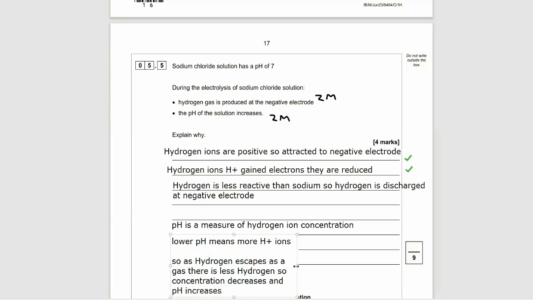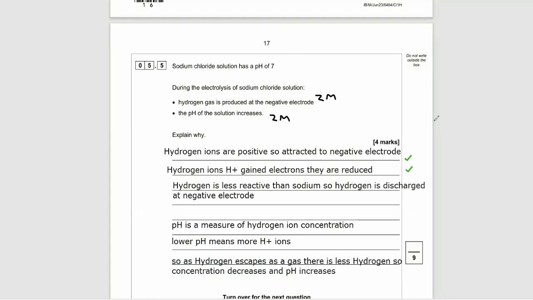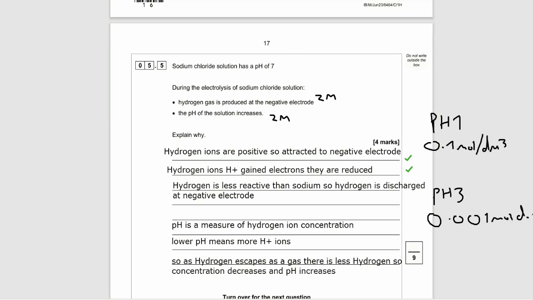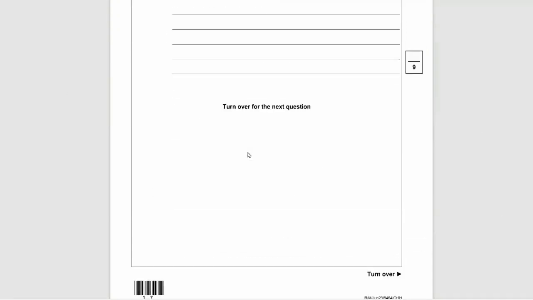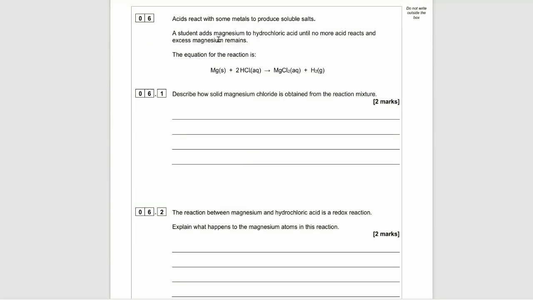so the pH increases. And this is because pH is a measure of how many hydrogen ions are in the solution. pH 1 has a concentration of 0.1, pH 2, 0.01, pH 3, 0.001. So you see, with each increase in pH, you have 10 times fewer hydrogen ions. So pH 3 has 100 times fewer hydrogen ions than pH 1. So that's why, as the hydrogen ions escape, we have fewer left in the solution. And there's your 4 marks. Of course, you didn't need to write all of that. You could have probably just said pH is a measure of hydrogen ions and hydrogen escapes, so there are fewer hydrogen ions.